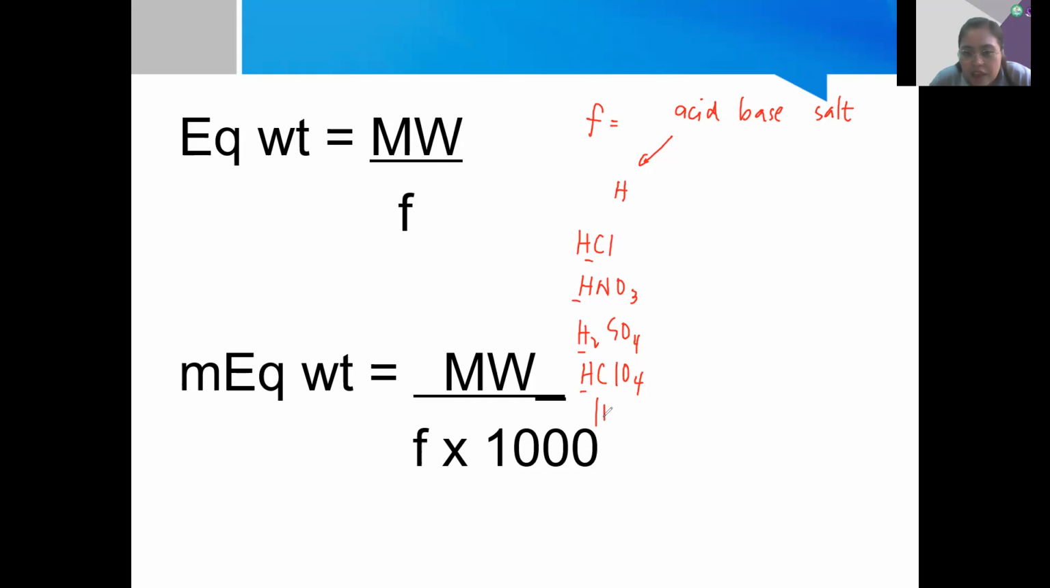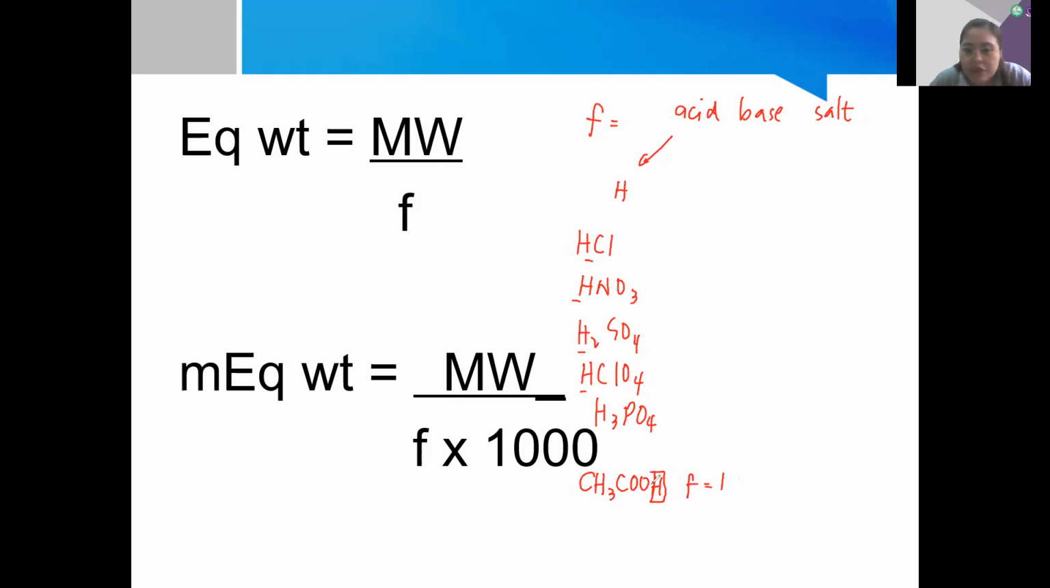Because these are the ones I gave you, these are inorganic acids. They don't have carbon in their chemical formula. And then automatically, you just have to count the number of hydrogen. But in the case of the organic acids, just like the acetic acid, the acid found in our vinegar, you can see four hydrogens here, but actually this is the only replaceable hydrogen for the acetic acid. So just take note that for acetic acid, the F is 1.